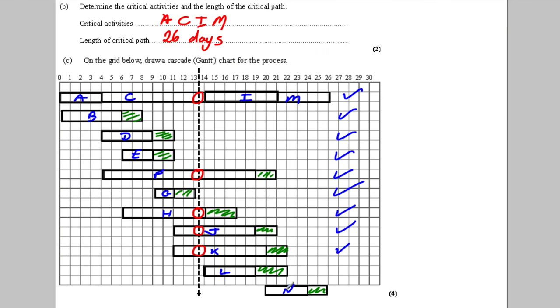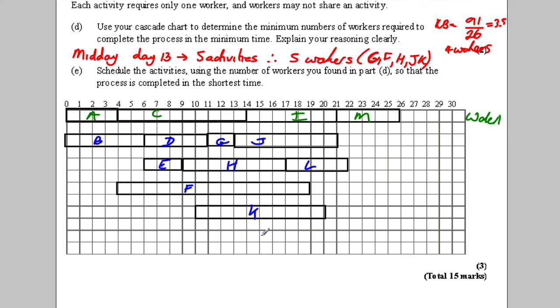And lastly, N. Well, N is 1, 2, 3, 4 long, and it could start at 20 with a slack of 2. So it could start at 20, so that would clearly go in there, and it's 4 long. And that is N. Okay, so I've used 1, 2, 3, 4, 5 workers. Have I kept all the dependencies? Well, clearly worker 1 is right. This is worker 2, this is worker 3, worker 4, worker 5.